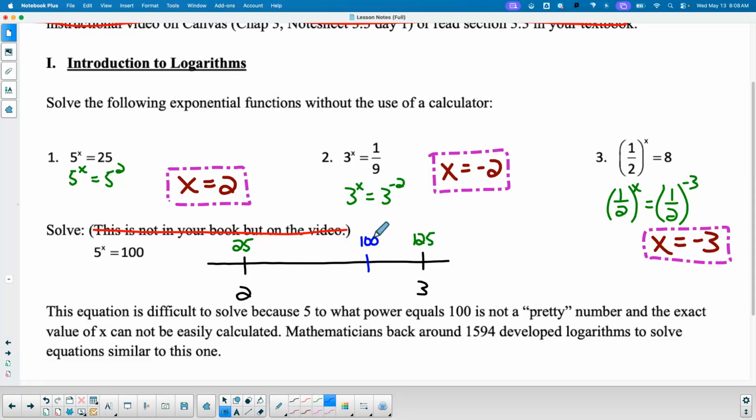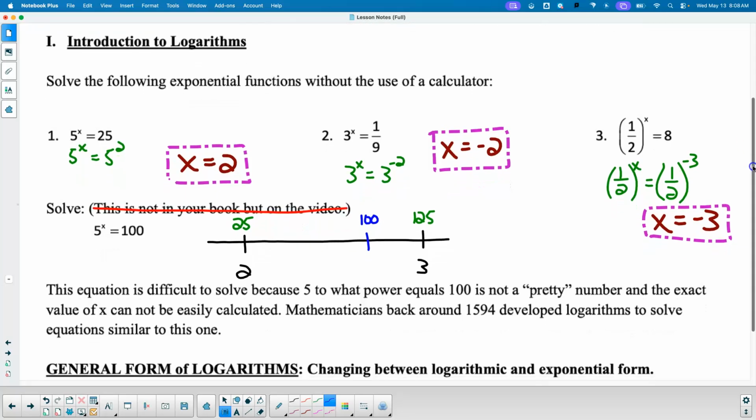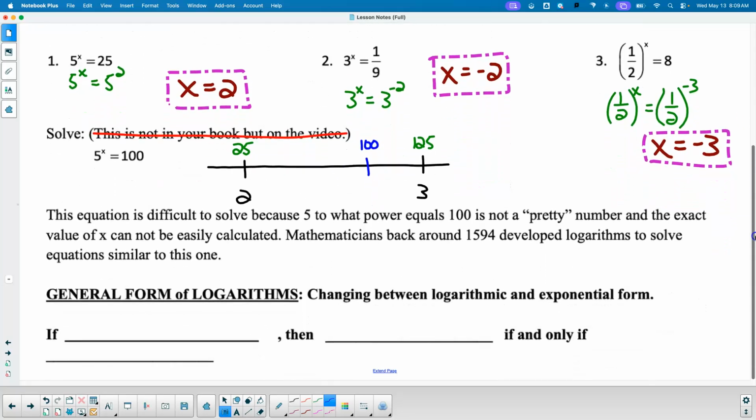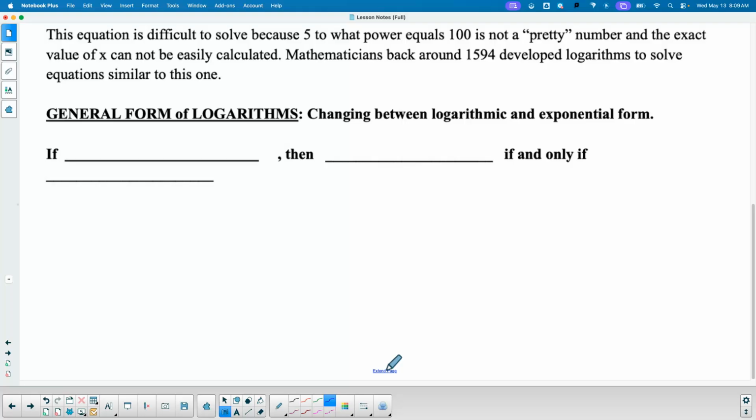In order to solve these, around the year 1594, mathematicians developed logarithms. And what we're saying here is something you should have memorized back in Algebra 2. If we've got, I'll color code it here, log base b of x.